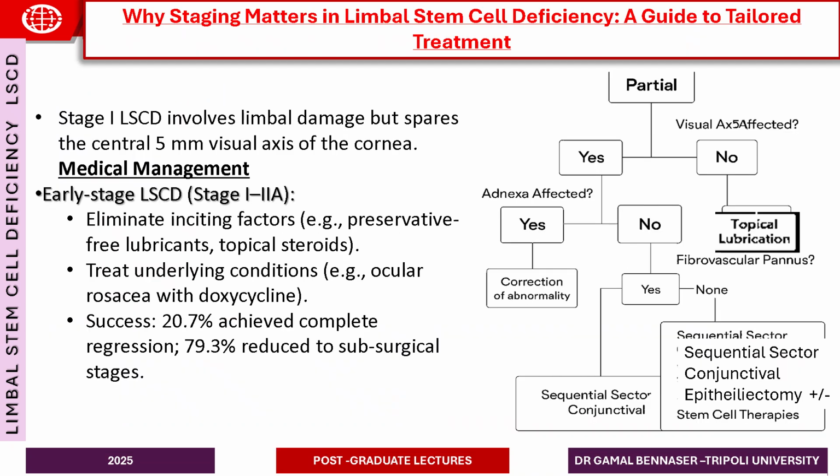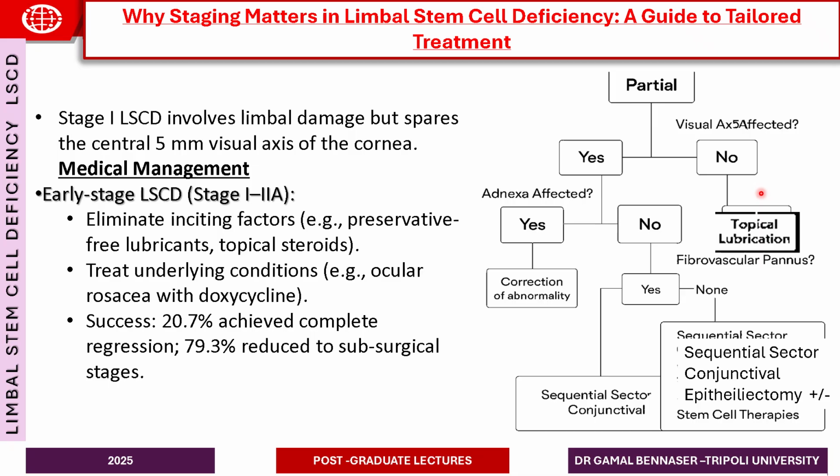Now, after we have learned about the staging of limbal stem cell deficiency, this is important for us to plan our medical or surgical intervention for the patients. We know that we have three stages, stage 1, 2, and 3, based on the involvement of the central 5 millimeter, and each stage is subdivided into A, B, and C based on the limbal involvement. Now, if we have a partial disease, that means we still have residual normal limbal stem cells and also normal epithelial cells of the cornea. So the management is based on the involvement of the visual axis.